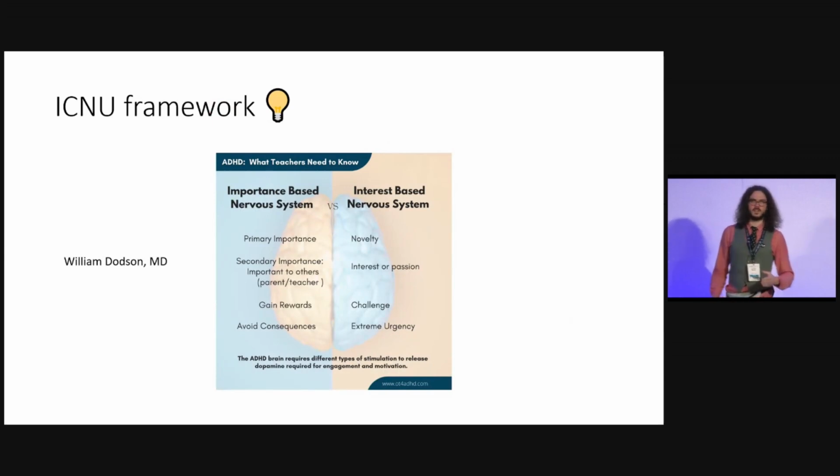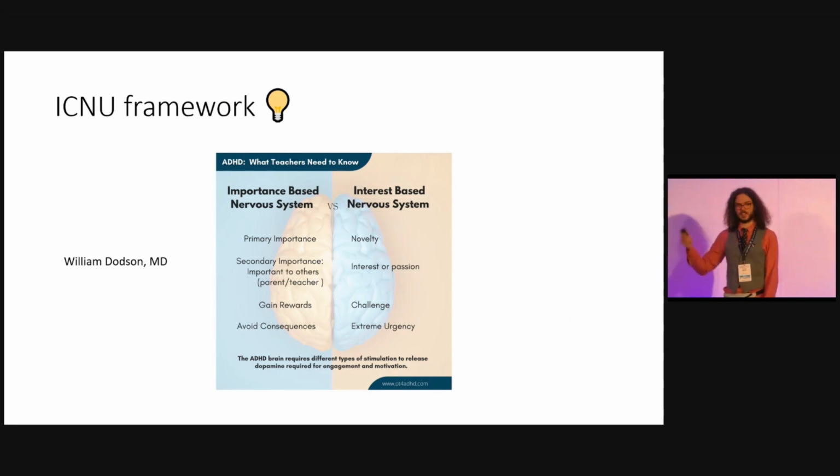So what's stimulating work for ADHD? Basically, this is William Dodson's work. He looked at ADHD brains. What it says here is that the ADHD brain requires different types of stimulation to release the dopamine required for engagement and motivation. So on this side, we have the importance-based nervous system. A neurotypical brain might say, that's important, I'm going to do it.